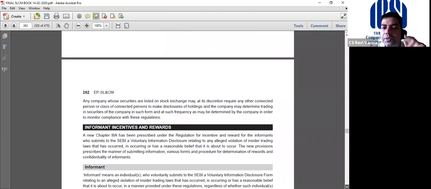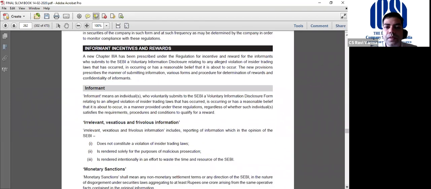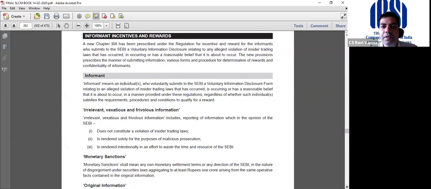Now, as I was telling you, there is another concept of informant. You become SEBI's watchdog. You inform SEBI that something is going wrong, some insider trading is happening, and you will submit this information through a voluntary information disclosure form (VIDF).